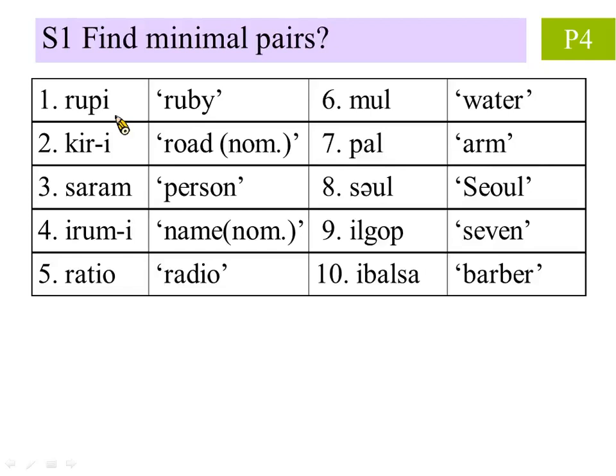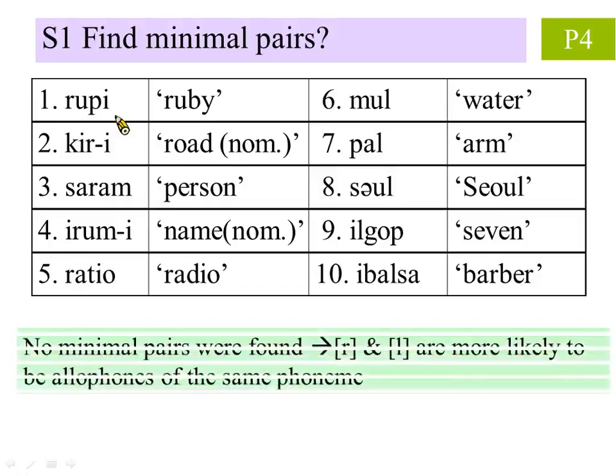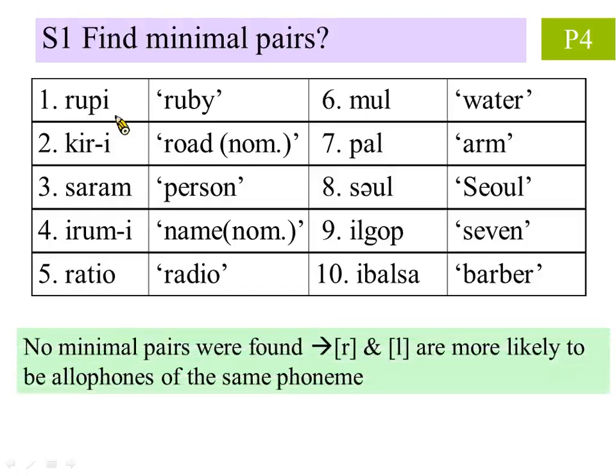First, we try to find minimal pairs. After checking, we see there are no minimal pairs. In other words, the environments the two sounds occur in are different. This means there is a high chance that they are allophones of the same phoneme.